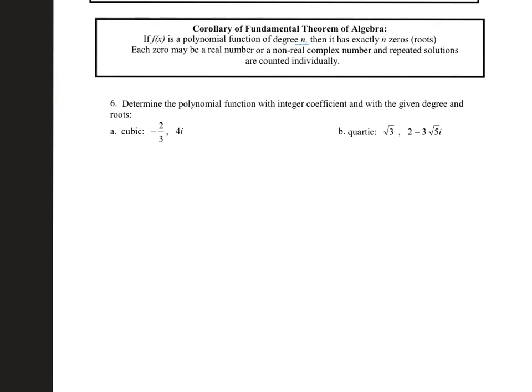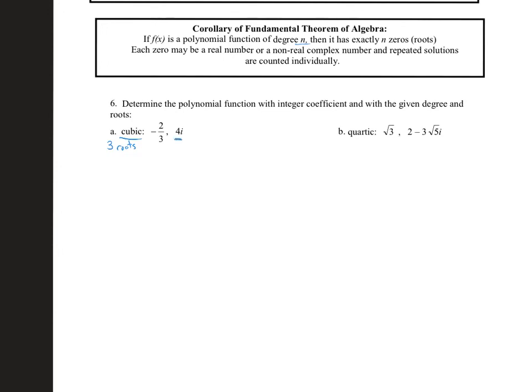We're going to finish up this lesson with number 6. I'll do A with you, and then you can try B. It says determine the polynomial function with integer coefficients and with the given degree and roots. So we have a cubic. We'll think, how many roots do we have to have? We need 3 roots. We're only given 2. We have negative 2/3 and 4i.